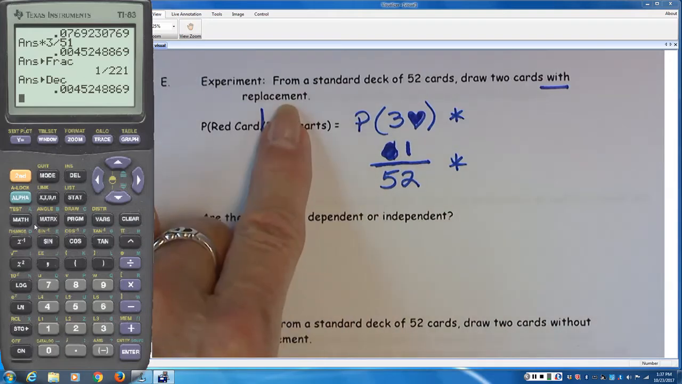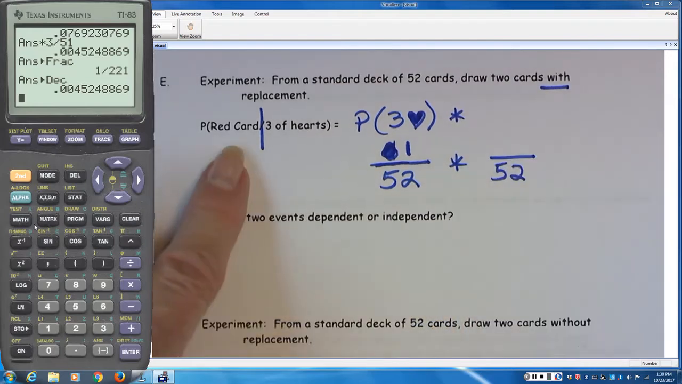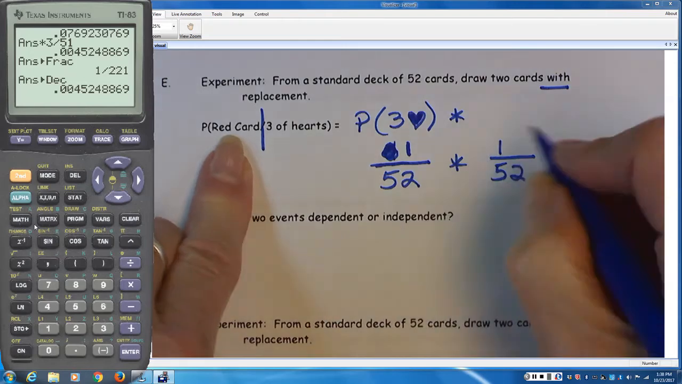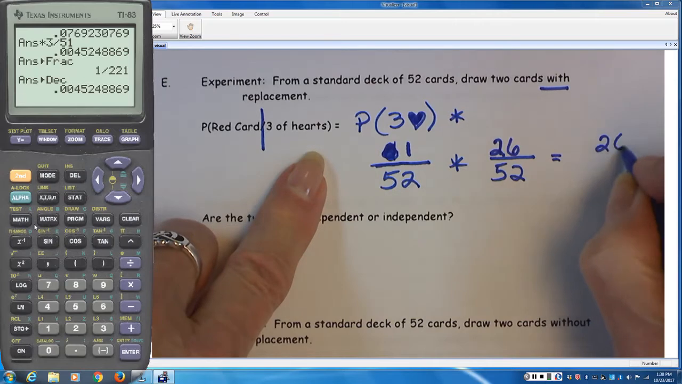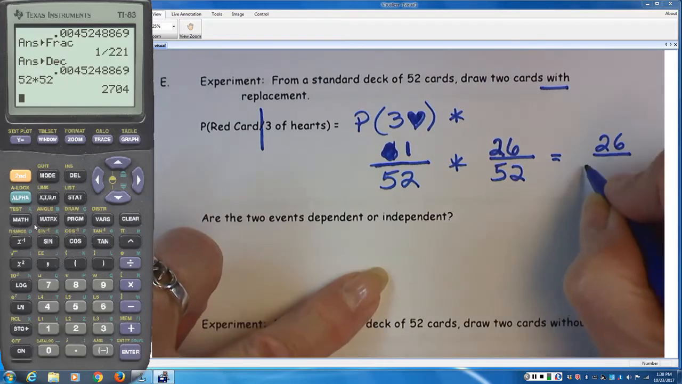With replacement, how many cards are still going to be in the deck when I draw the second time? Still 52 cards. What's the probability I draw a red card out of those 52 cards? Half the deck is red, okay? 13 hearts, 13 diamonds. So that's 26. So 1 times 26 is 26 over 2,704.